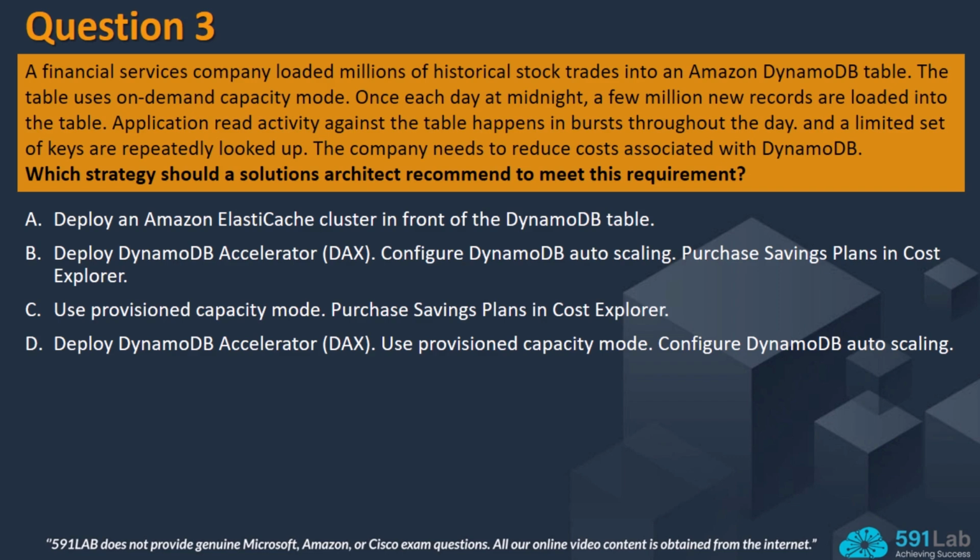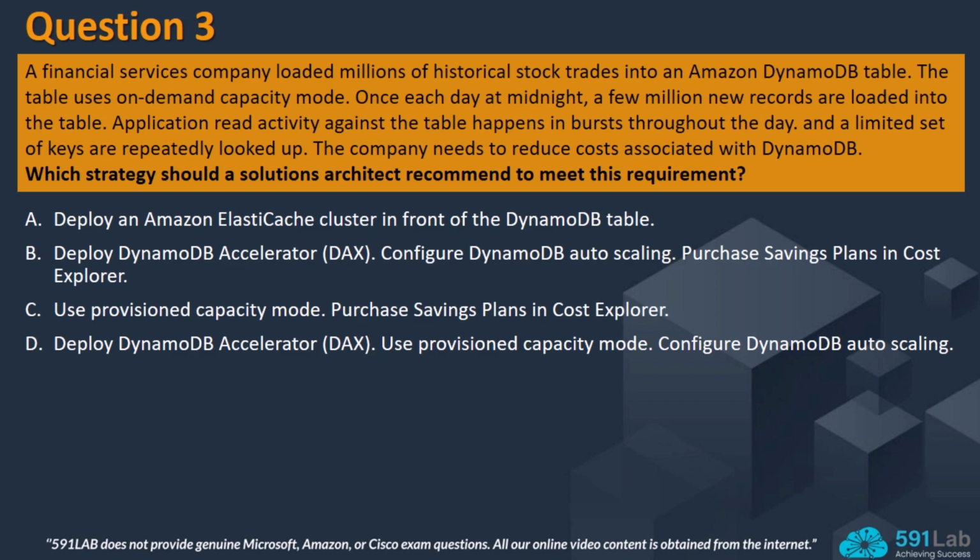Option A. Deploy an Amazon ElastiCache cluster in front of the DynamoDB table. While Amazon ElastiCache can help improve performance by caching frequently accessed data, it does not directly reduce costs associated with DynamoDB.